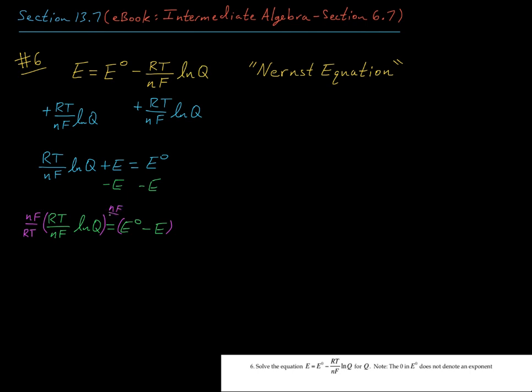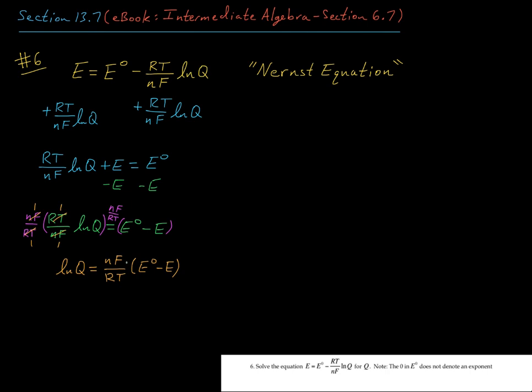So I have NF over RT. So on the left side, the NF and the RT all just divide out. And I'm just going to be left with the natural log of Q on the left side, which is what I want. And on the right, I have NF over RT multiplying this entire quantity, E0 minus E. And while I could distribute the NF over RT, I'm not going to, just because it won't really simplify anything in this case.